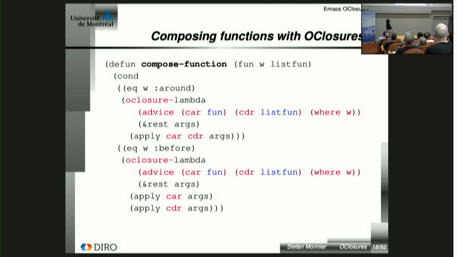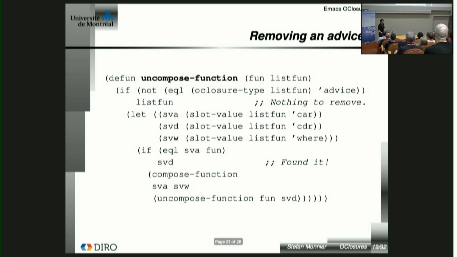And notice in the body of the function, I don't call fun and list fun anymore. Instead, I call car and cdr. So I refer to the fields of my open closure from the body. And I could call fun and list fun just as well. That would also work. But that would mean that I basically have two copies of the same information, once as slots and once as opaque or hidden captured variables. So there would be no point there. And you'll see there's actually an even more interesting use case.